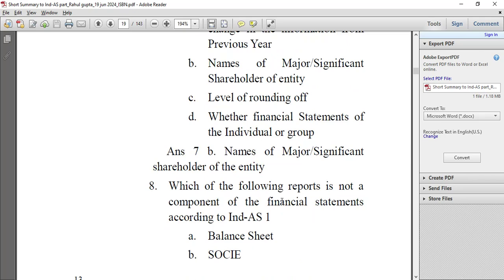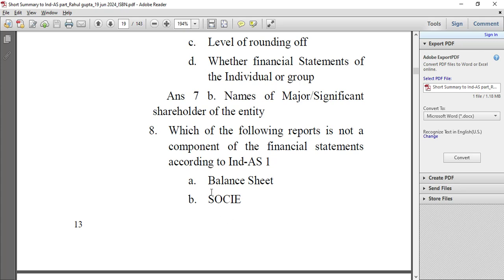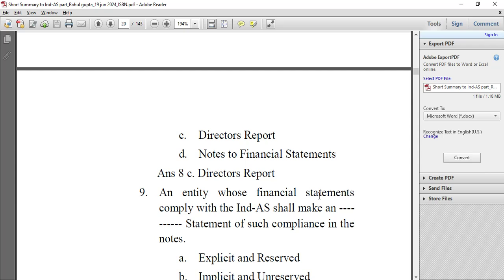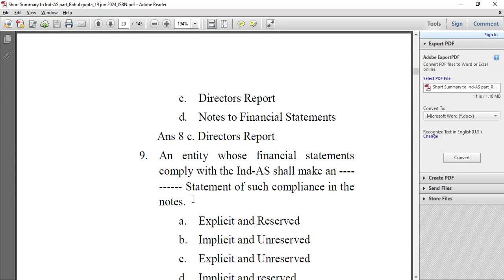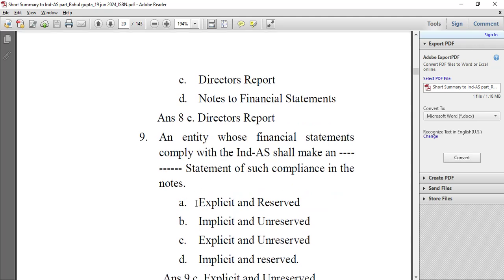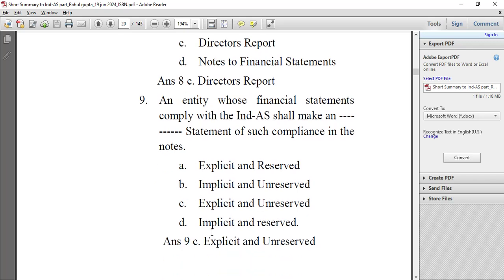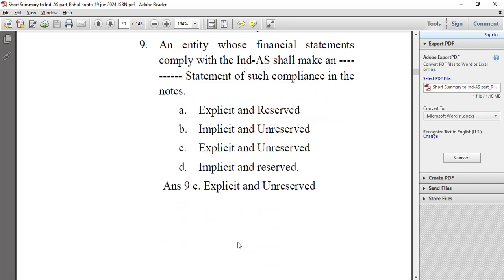Which of the following reports is not a component of financial statements according to Ind-AS 1? Balance sheet, SOCI, director's report, notes to financial accounts. Answer is director's report. Director's report is not a component. An entity whose financial statements comply with Ind-AS shall make an explicit and unreserved statement of such compliance in the notes. Options: explicit and reserved, implicit and unreserved, explicit and unreserved, implicit and reserved. So the answer is explicit and unreserved compliance to Ind-AS.